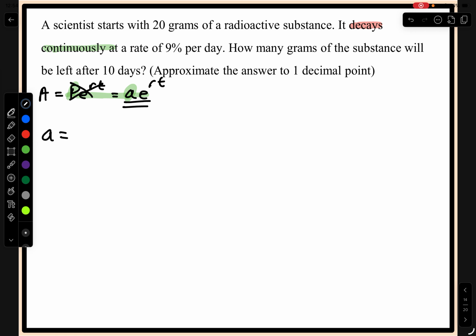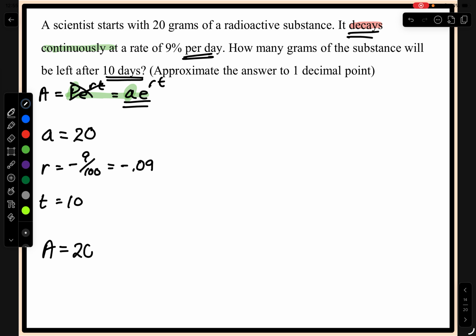So A is the initial amount that we're going to start off with, and the scientist in my version starts off with 20 grams. The interest rate in my version is 9%, and it's decaying, so that's going to be a negative number. So negative 9 out of 100, which is negative 0.09. And t is 10 days. And since our decreasing rate is 9% per day, and we're measuring our time in days, those units match. So we don't have to do any conversion of either of those two numbers. All we have left to do is plug it in and evaluate.